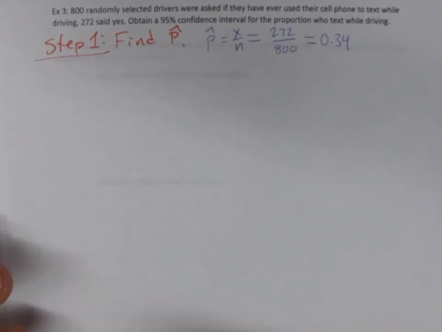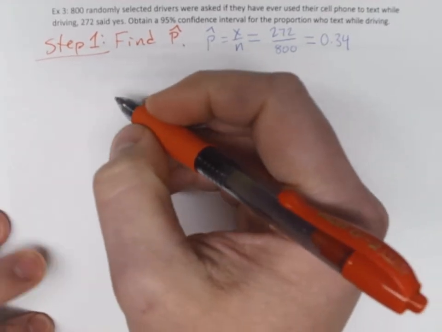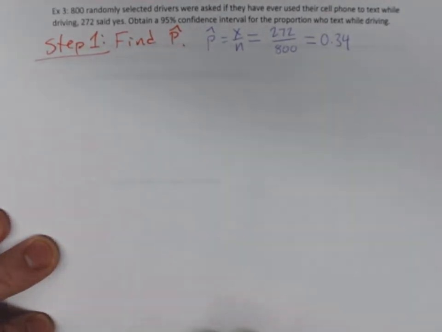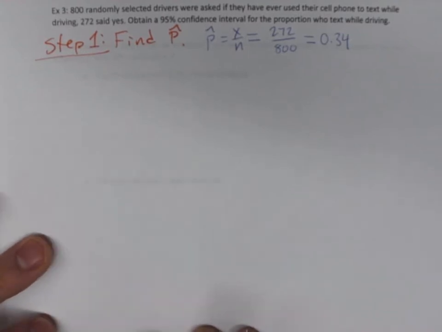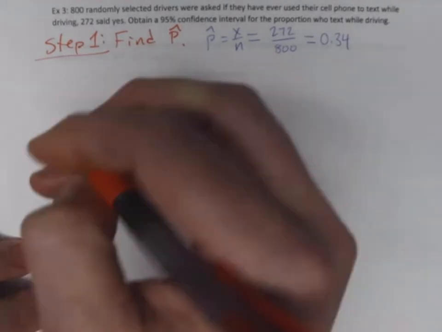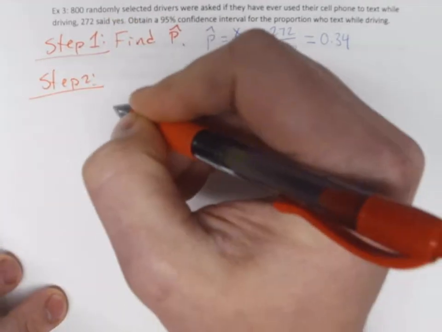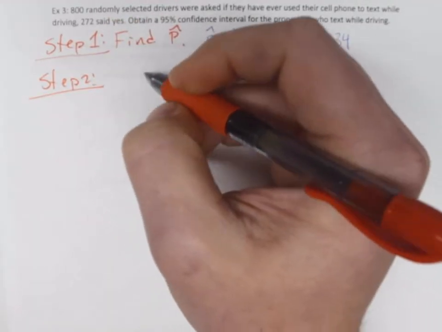Step 2 is determine our critical values. Really what I'm doing here in step 2 is I'm starting to find the margin of error. Instead of just saying step 2, find the margin of error, I'm breaking the margin of error out into several steps. That will just help you along the way, and when we get to actually calculating it, you'll have everything you need to just plug in.